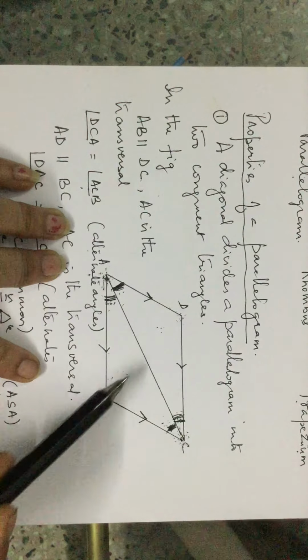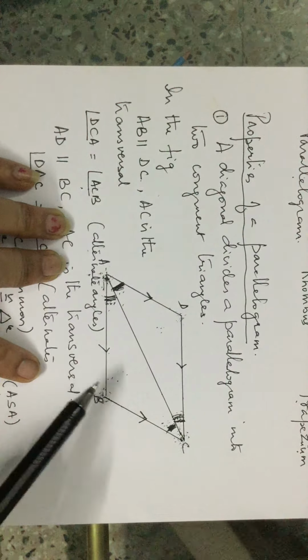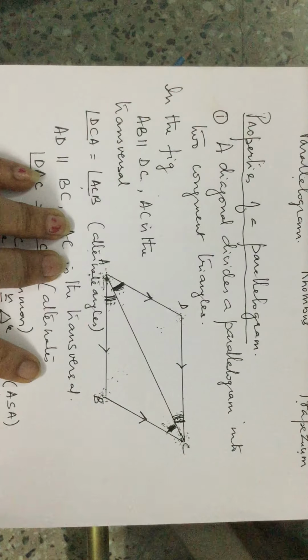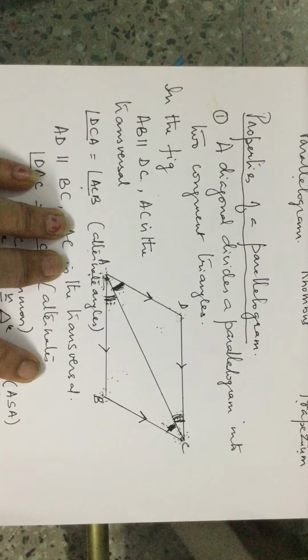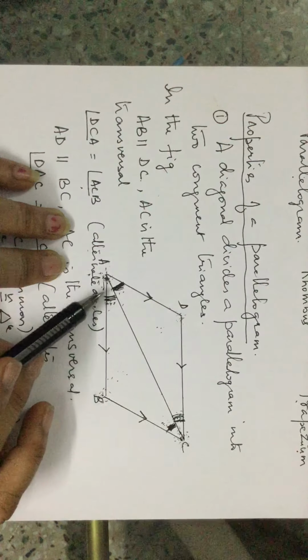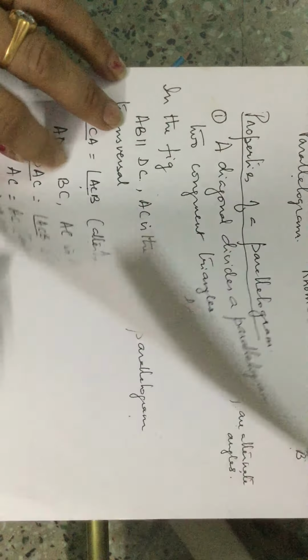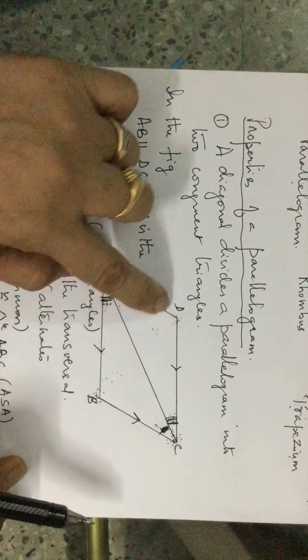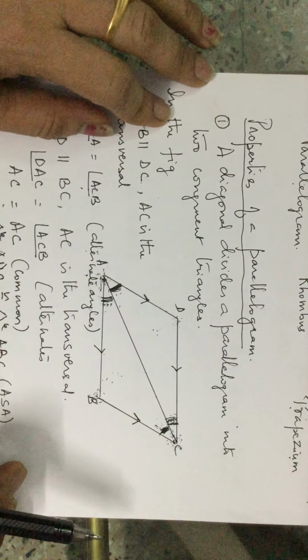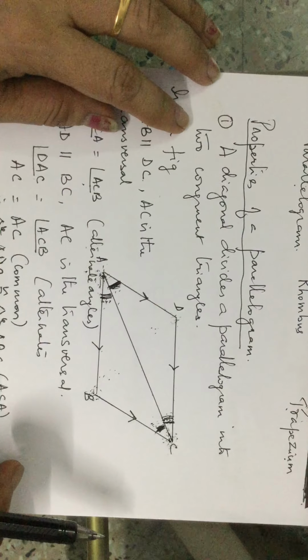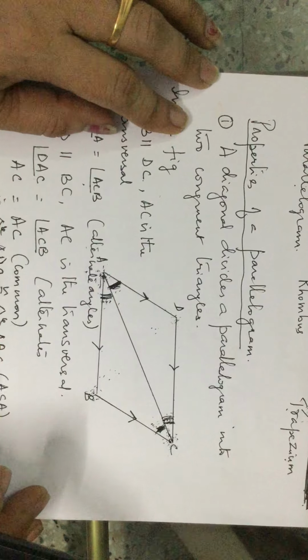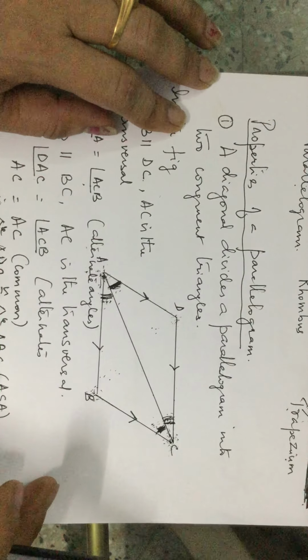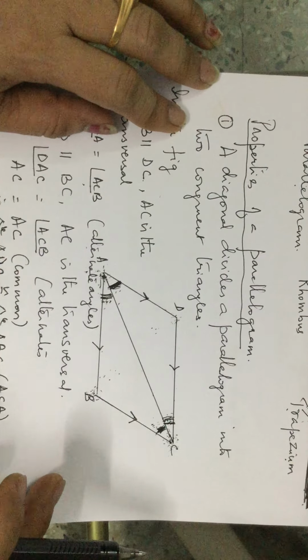So what did we learn in these two triangles? That this angle is equal to this and this is equal to this, and also this side is common to both. Therefore, this triangle is congruent to this triangle. These two triangles are congruent to one another. Thus, we learned the first property: a diagonal divides a parallelogram into two congruent triangles.